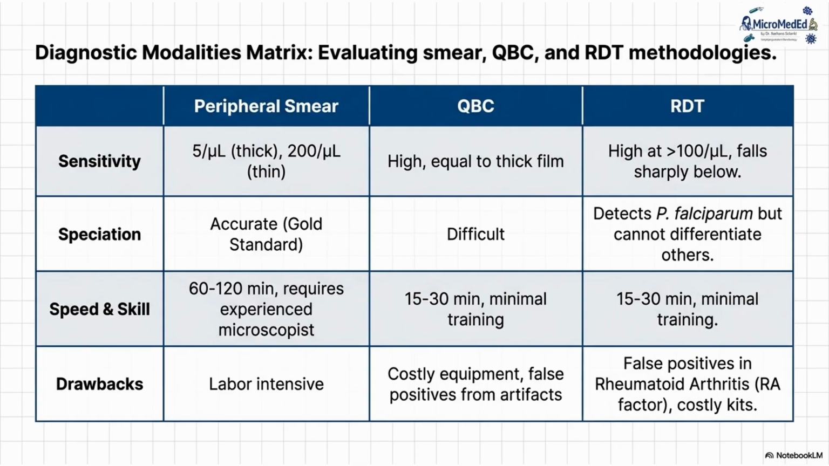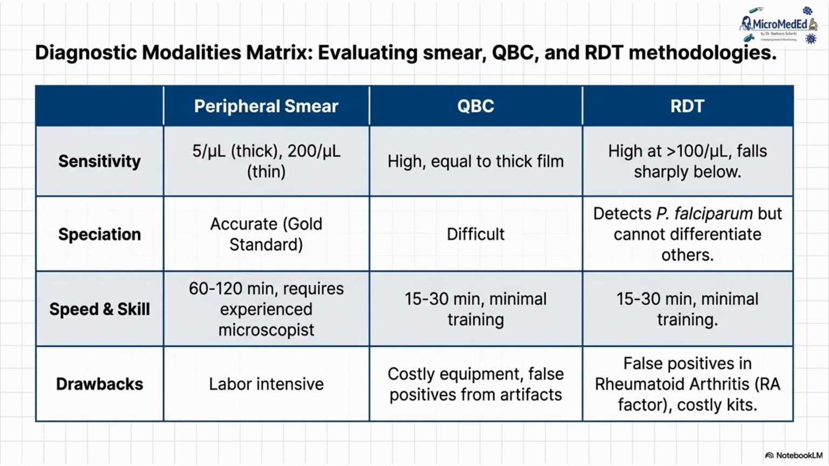So for peripheral smear, the sensitivities, for thick it is 5 parasites per microliter and for thin it is 200. For RDT it is 100, but for HRP2 it is basically 40. QBC is equal, that is of high. Speciation is done in case of peripheral smear, difficult in case of RDT and QBC. Skills: experienced microbiologists or pathologists are required to visualize and detect parasites, but for RDT minimal training, and even for the QBC, and the time is also 15 to 30 minutes.